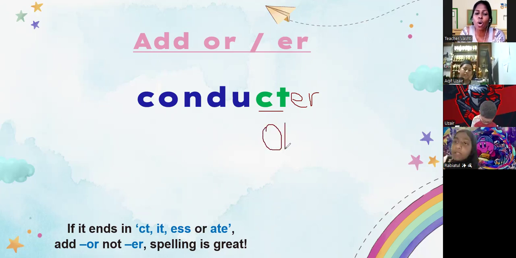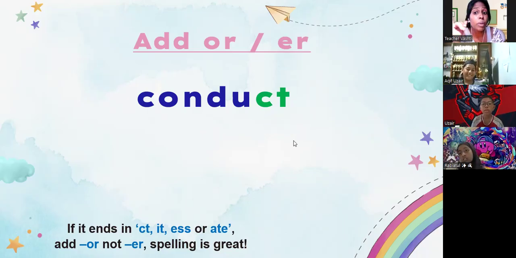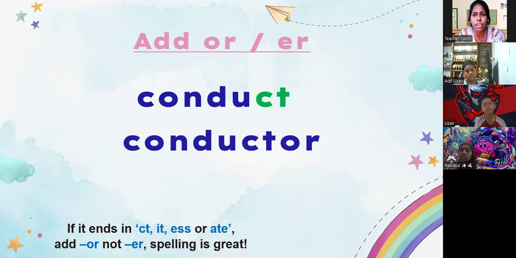Add OR, not ER. Akif Uzair, add OR. Okay? Why? Because ada yang adalah, tapi 60% lebih kepada CT, IT, SOH kena tambah OR. Kalau sikit je, beberapa perkataan je yang dia pening sikit. But most of them, CT kena tambah OR. Okay, jadi apa? Conductor. Right?